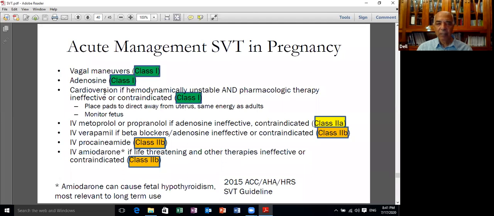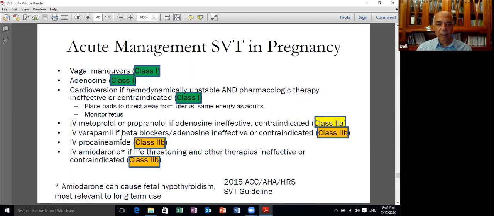Don't allow the lubricant to pull on the abdomen and conduct electricity to the uterus. Use the pads away from the uterus and monitor the fetus. If cardioversion didn't work or is not available, you can use intravenous metoprolol or propranolol, but don't use atenolol, as I said. You can use calcium antagonists.